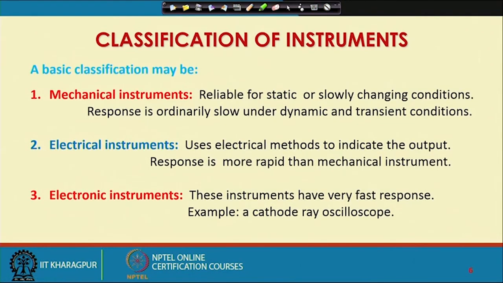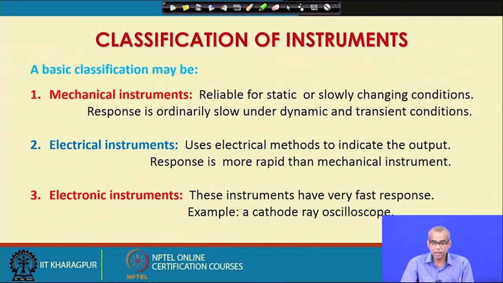Next, let us talk about classification of instruments. There are various ways of classifying instruments. A very basic classification may be whether the instrument is a mechanical instrument or an electrical instrument or an electronic instrument. Mechanical instruments are generally reliable for static or slowly changing conditions. Response is ordinarily slow under dynamic and transient conditions, slow compared to electrical instruments and electronic instruments.